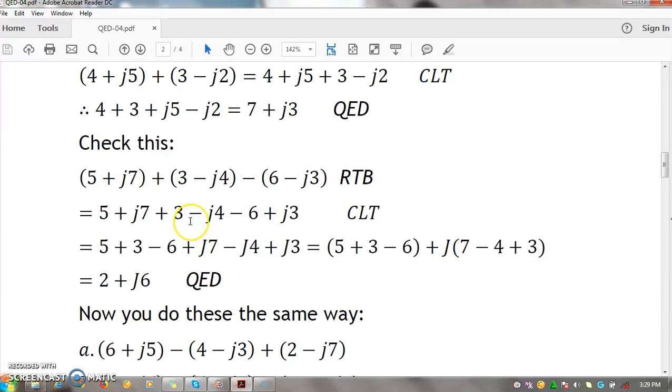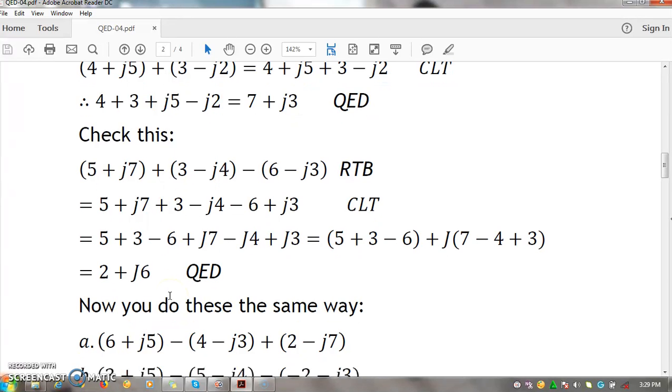Collecting like terms, we have the real part and the imaginary part. The real part, we have 5 plus 3 minus 6, and then j7, j4, and then j3. I made a mistake. I used capital letter G instead of the small letter j I was using. Please pardon me for that. Then we add that together. 5 plus 3 minus 6, we have 2. And 7 minus 4 plus 3, we have j6. So that was quite easily done.